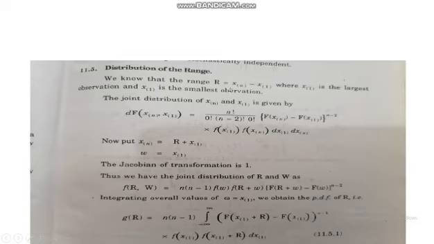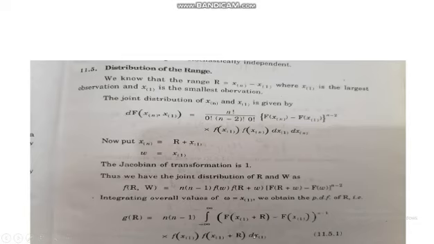Now since we have a variable xn minus x1, let's suppose we take x1 equal to w, so then xn will become this one, and then the Jacobian of transformation may be computed, which will become 1. Now putting these values of r and w and similarly the Jacobian of transformation into the density, we will find the joint density of r and w, which is this one. Now we require just the density of r, not with w. So we will calculate its marginal density over the value of w.